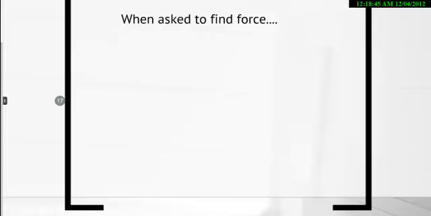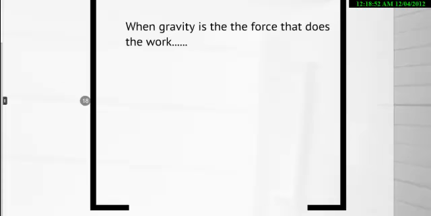Alright, finally, last type of calculation to be aware of. When gravity is the force that does the work, sometimes there's a special condition we have to watch out for. What if they say that you lift a 10 kilogram weight a distance of 1 meter? How much work do you do?